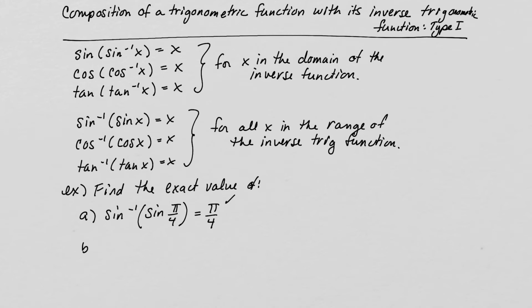So here's another one. We could have the tangent of the inverse tangent of 0. And so again, the tangent and the inverse tangent would cancel each other out. And so when they cancel each other out, we just get 0, and we want to know, is 0 in the domain of the inverse tangent? And it is. So we're okay there.